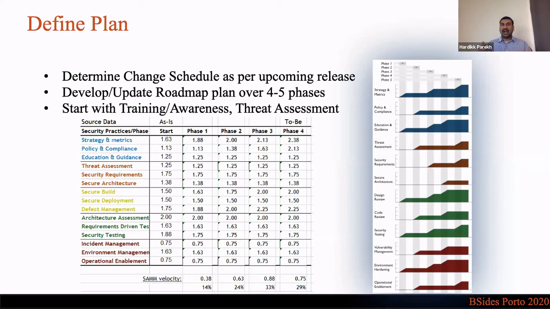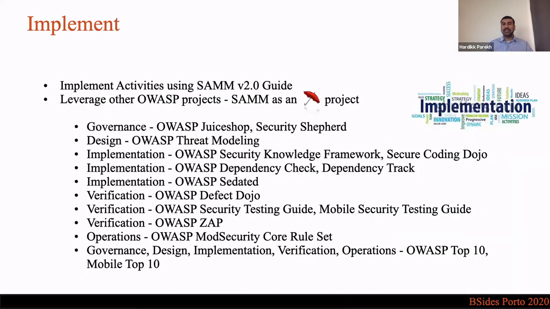In order to focus on the highest impact, you should start with high impact security improvements such as training and awareness, as well as threat assessment as part of design. Now, once the plan is defined, you have to start implementation. Implement activities using the SAMM 2.0 guide. Again, the SAMM 2.0 guide is available as part of the resources that we provide at the OWASPSAMM.org website.